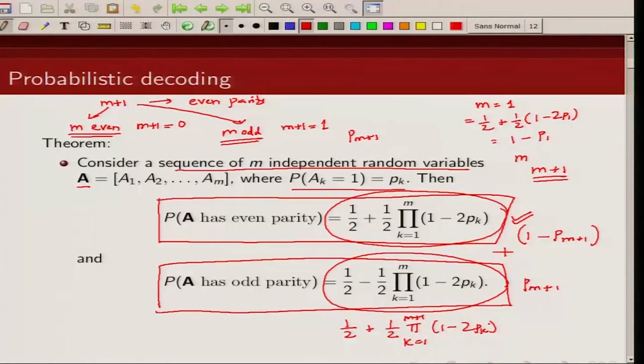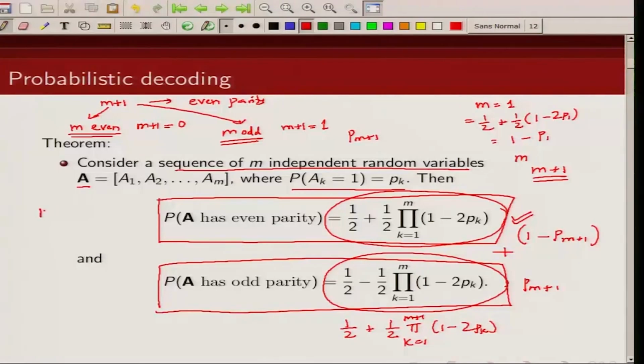So, details of the calculation I am just leaving, but this is how, using mathematical induction, we are going to prove that this also holds true for m plus 1, and hence proof. Similarly, we can prove that the probability that A has odd parity is given by this expression. We will first show that for m equal to 1, this is nothing but P1, so that it holds true for m equal to 1. Assuming it holds for m, then we have to show it also holds for m plus 1.